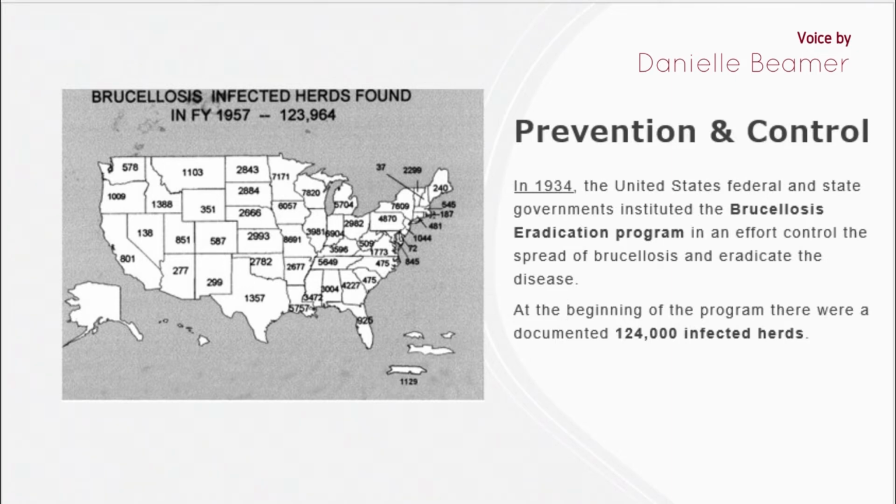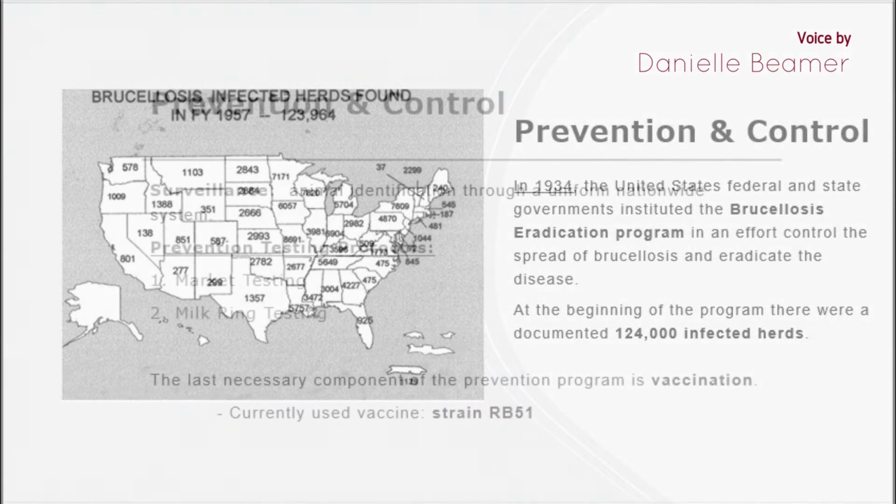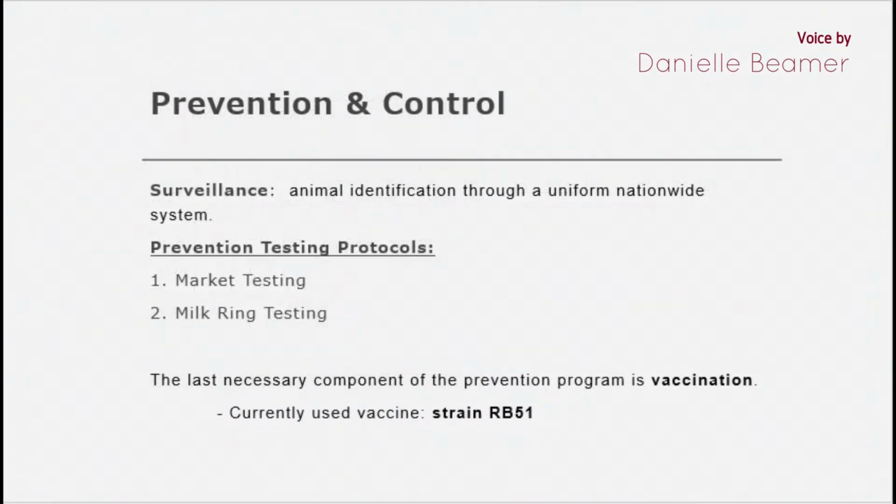The program really started seeing success in the 1970s when experts pinpointed a few essential protocols that were key to successful prevention of the transmission of brucellosis. One of these protocols is surveillance, which required testing regularly. One of those types of testing was market testing. Brucellosis testing is performed at livestock markets, slaughterhouses, and livestock buying stations.